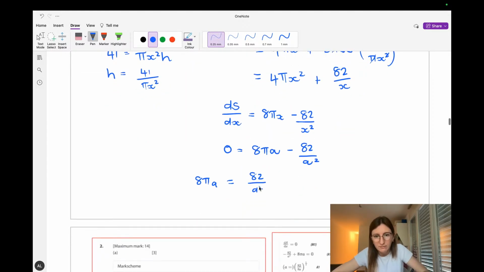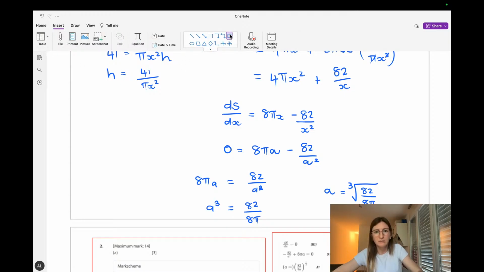Oh, my pen's going funny here. Multiply by a squared on both sides, so I get a cubed. On the side, divide by 8 pi on this side, so I get 82 over 8 pi. And finally, I'm going to cube root my a. So if I cube root my a, I get on this side 82 over 8 pi. There we go. What a beautiful answer.